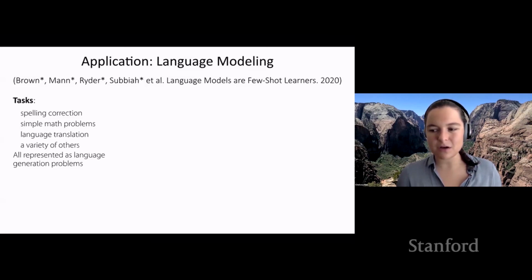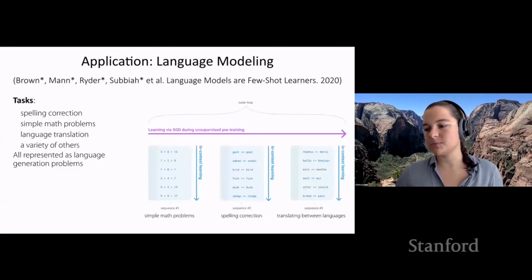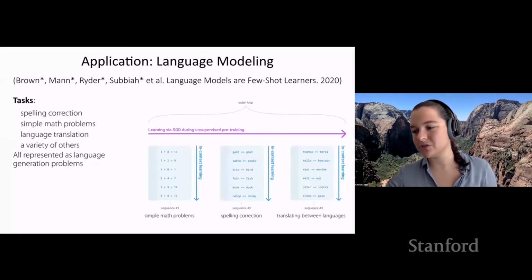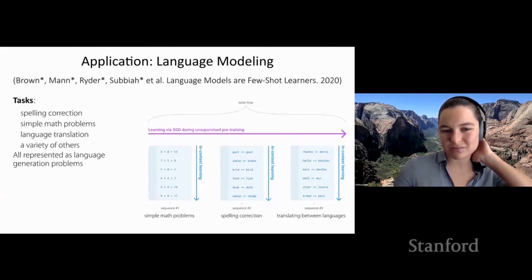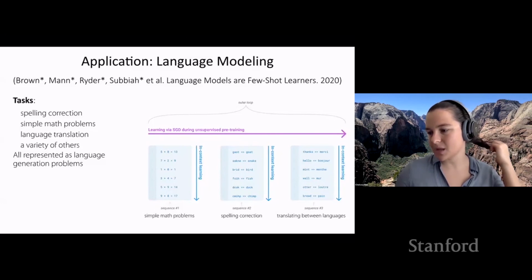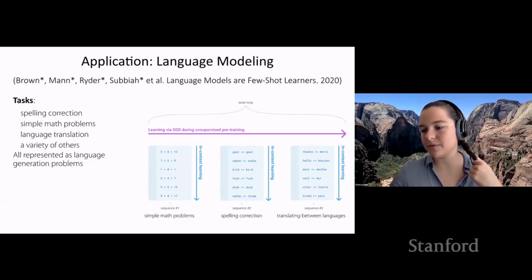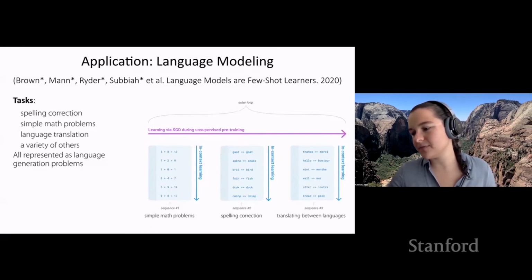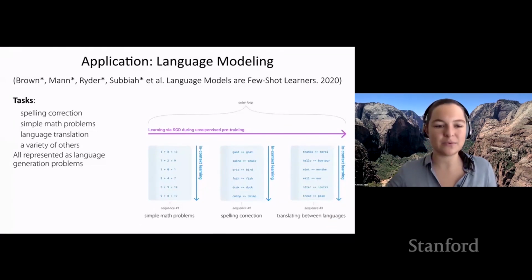And they represented all of these tasks as language generation problems, where dtrain corresponds to language that shows the correct answers for some of those problems, and dtest corresponds to what the future language should look like. And here's an example of how you can write down simple math functions, spelling correction, and translating between languages, all as this language generation problem.